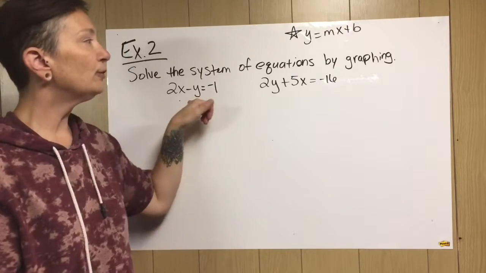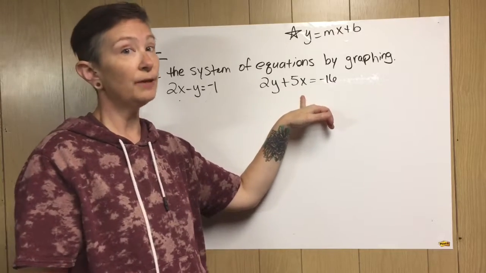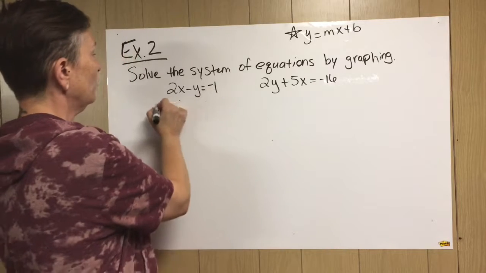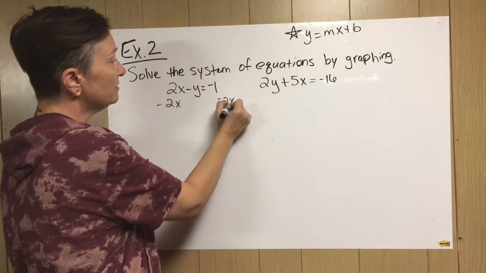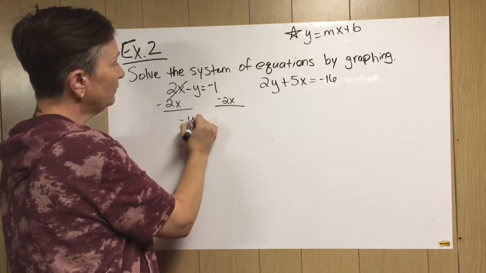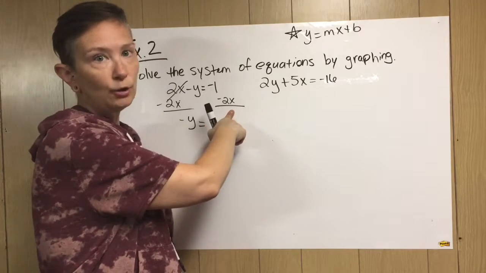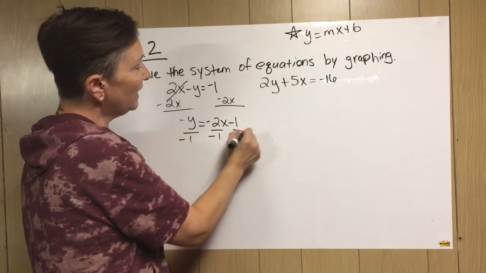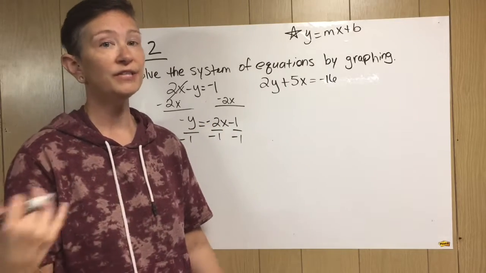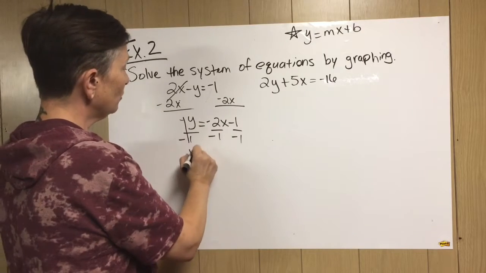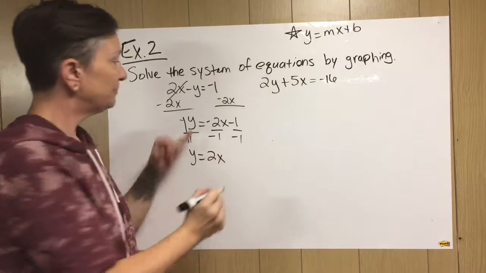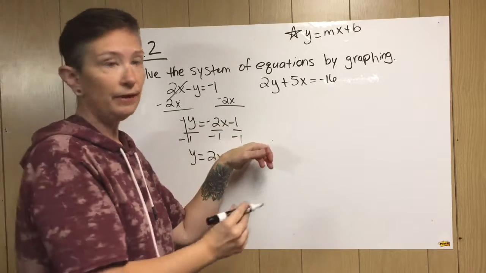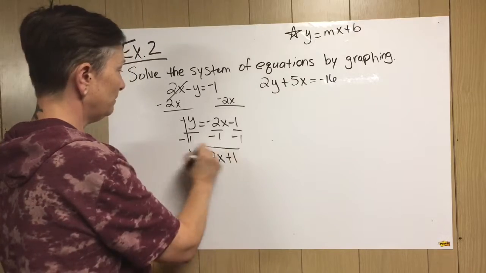The first thing we want to do with each equation is put it into slope-intercept form, which is y equals mx plus b. So let's do that. I'm going to subtract 2x from both sides. That leaves me -y equals, I'm going to put my x term first, -2x minus 1. I'm going to divide every term by -1 to get y to be positive. So y equals 2x, because -2 divided by -1 gives me positive 2. And then -1 divided by -1 is positive 1.